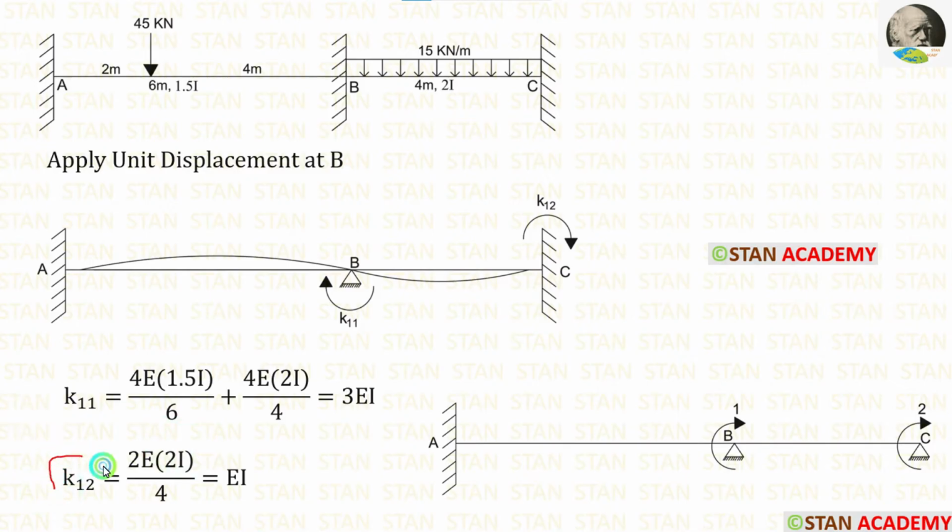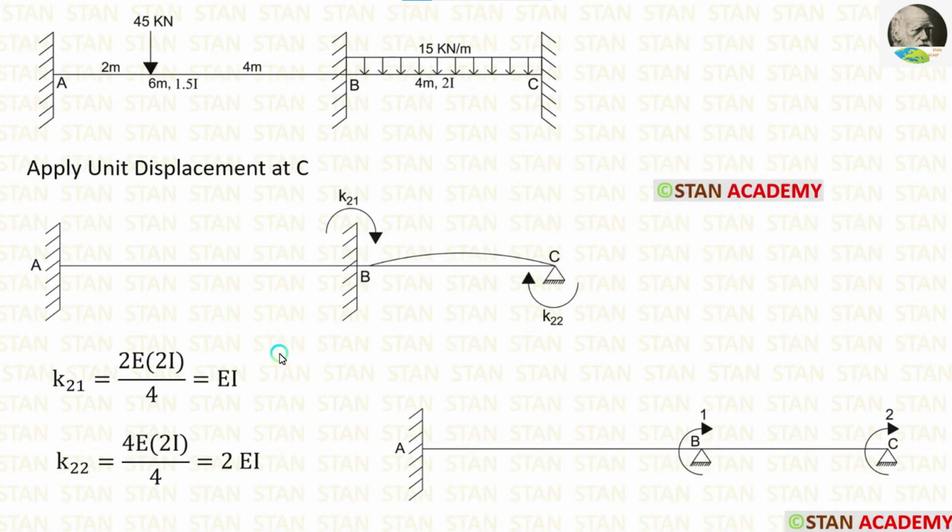Now let us calculate K12. For that, from the point C, we have to look on both the sides. On the right side, there is nothing. On the left side, we are having a hinged support. If the far end is hinged, the formula for stiffness is 2EI upon L. For CB, the moment of inertia is 2I. Length is 4 meter. Let us apply both of them. Finally, for K12, we are getting EI.